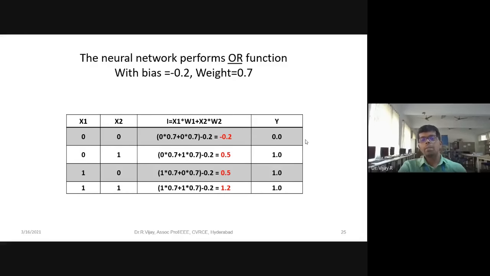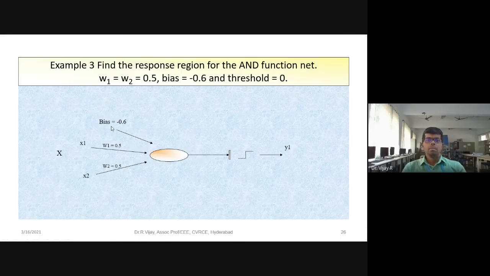So if you take minus 0.2, so this is 0, so this is 0, so 0 minus 0.2 is minus 0.2. So here if you take some other input, you will get some answer. This is 0 plus 0.7 minus 0.2, so that is 0.5. Based on that output you need to decide whether it should be 1 or 0, based on the bias value. So bias is also given in this example.